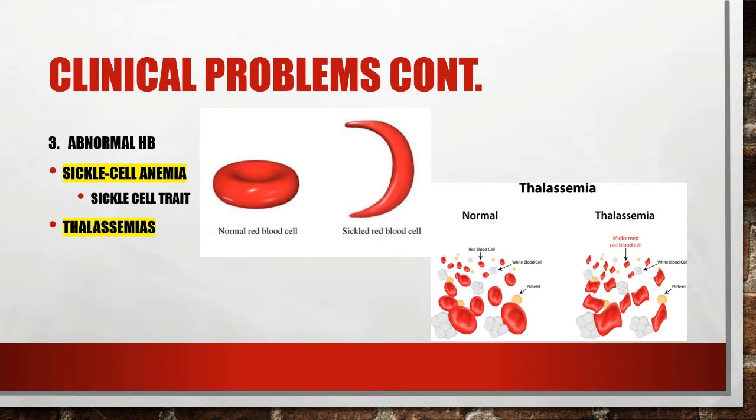The third cause is abnormal hemoglobin. The first one is sickle cell anemia, and this is a trait common in Africa, in which one of the genes is disfigured compared to the other one. And then the second one is thalassemia, and that is a common trait in people with Mediterranean ancestry. And that is when your globin chains are either weakened or missing.